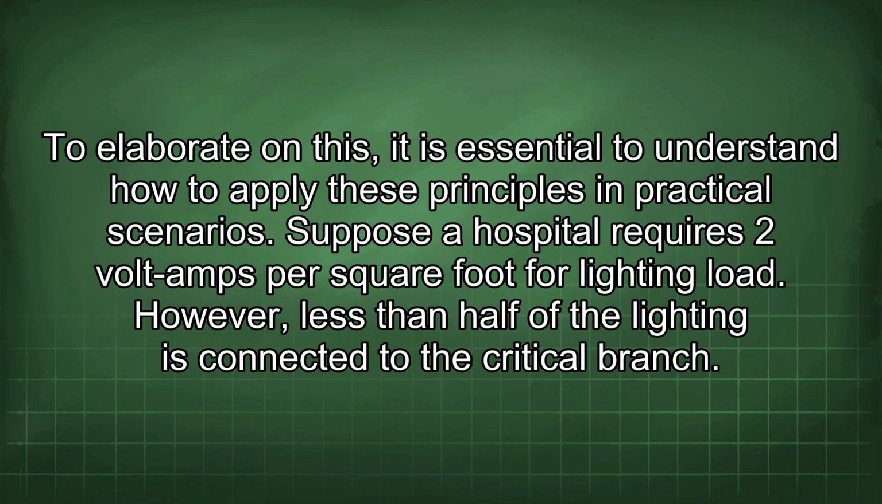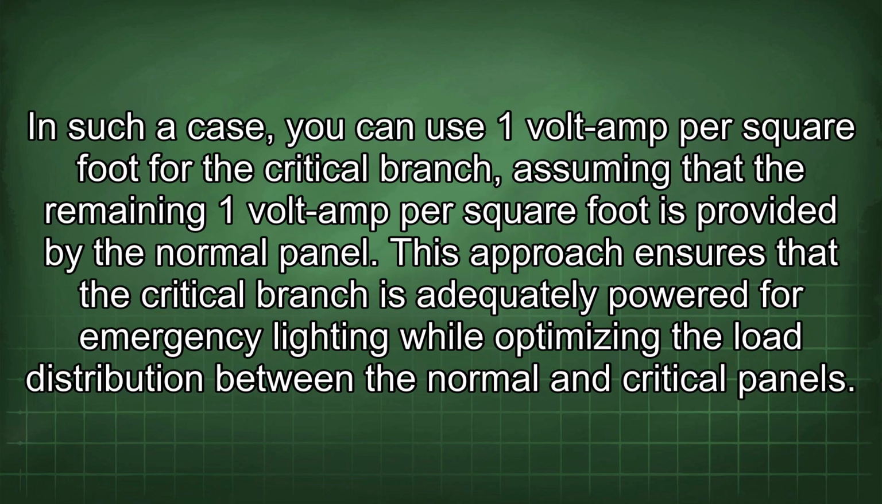To elaborate on this, it is essential to understand how to apply these principles in practical scenarios. Suppose a hospital requires 2 volt amps per square foot for lighting load. However, less than half of the lighting is connected to the critical branch. In such a case, you can use 1 volt amp per square foot for the critical branch, assuming that the remaining 1 volt amp per square foot is provided by the normal panel.